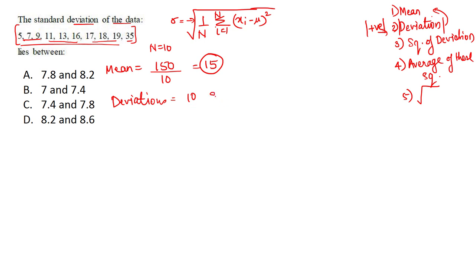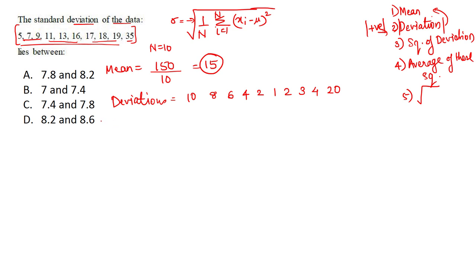7 to 15 deviation is 8. Then 9 to 15 deviation is 6. 11 to 15 deviation is 4. 13 minus 15, it is 2. 16 minus 15 is 1. 17 minus 15 is 2. 18 minus 15 is 3. 19 minus 15 is 4 and 35 minus 15 is 20.